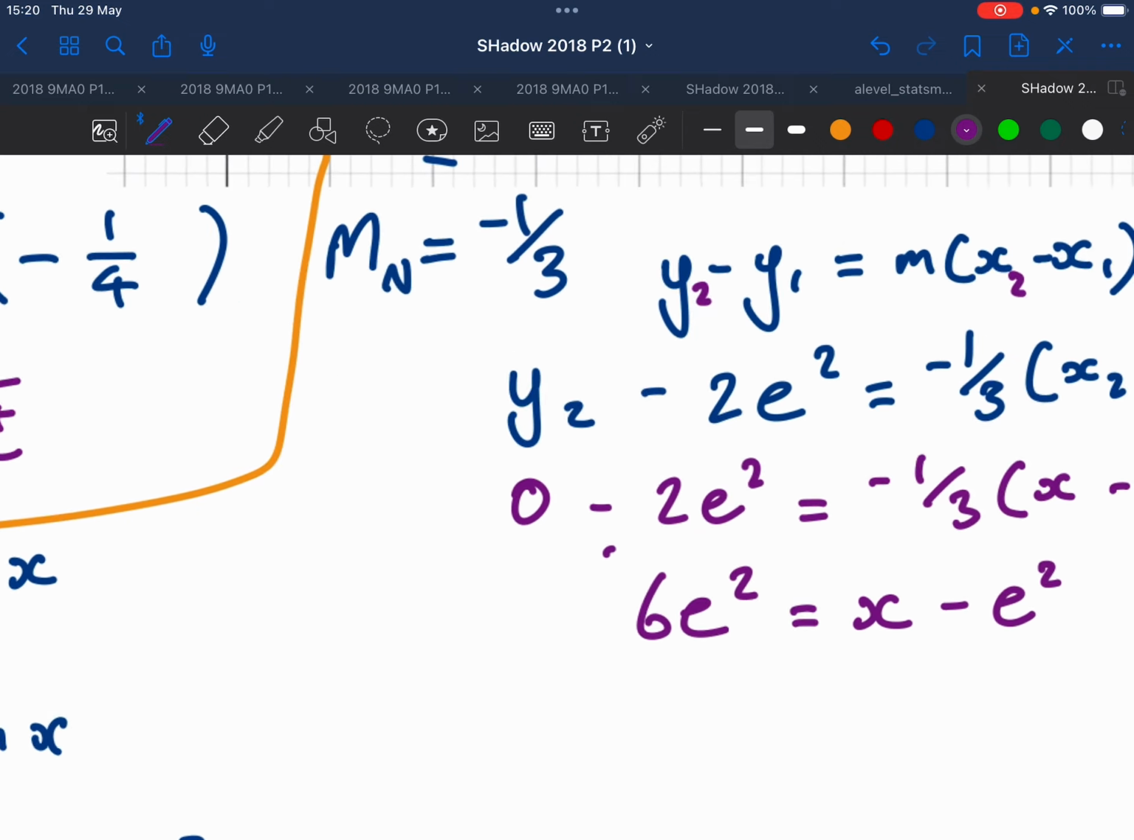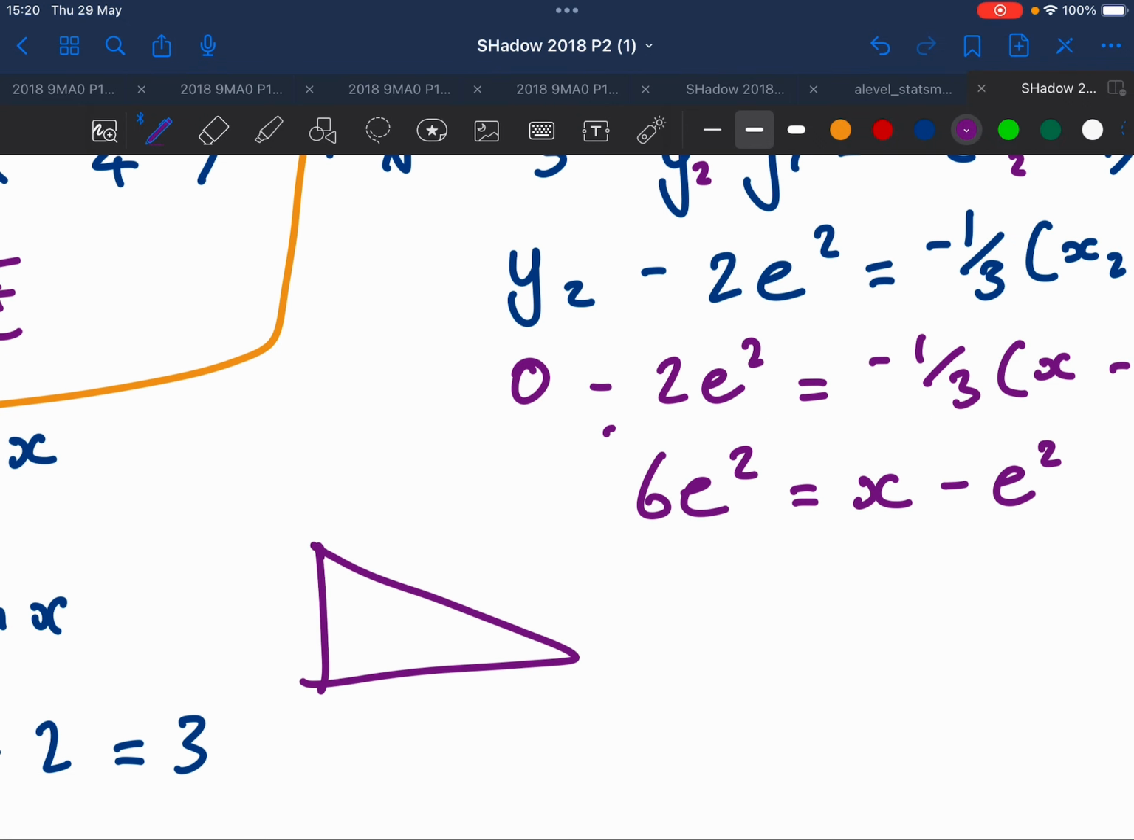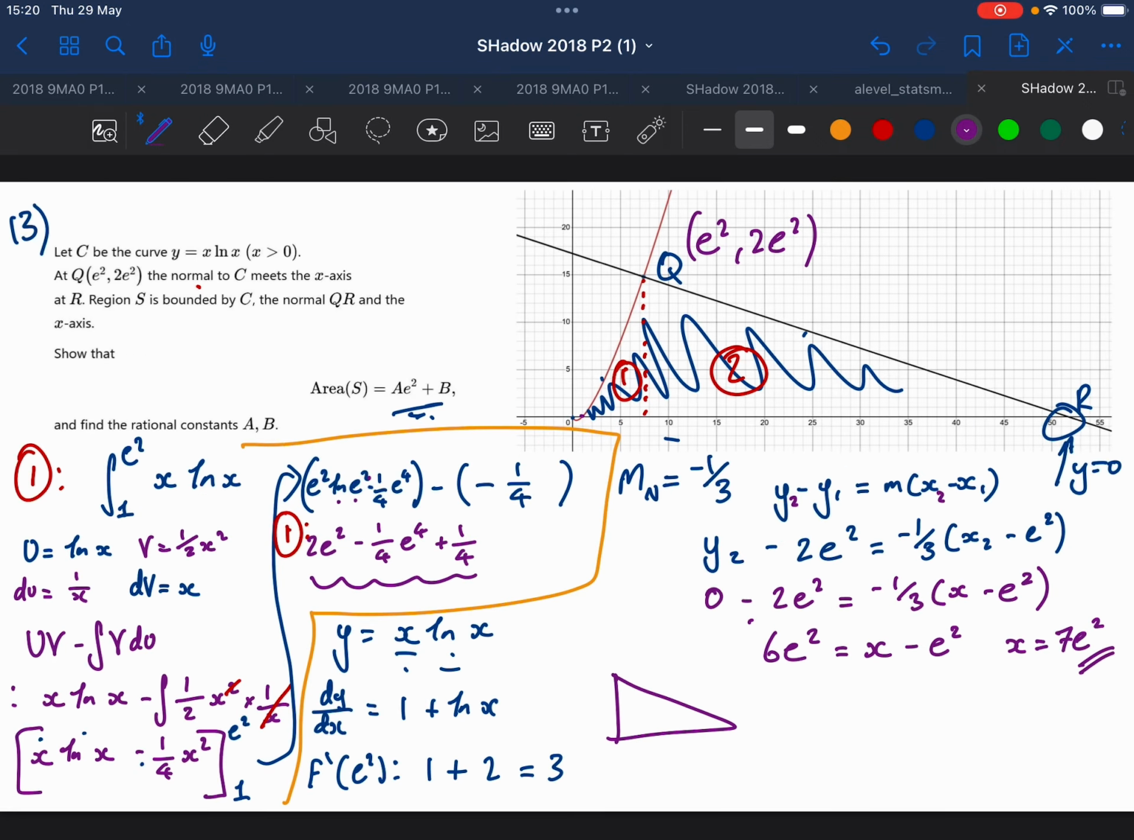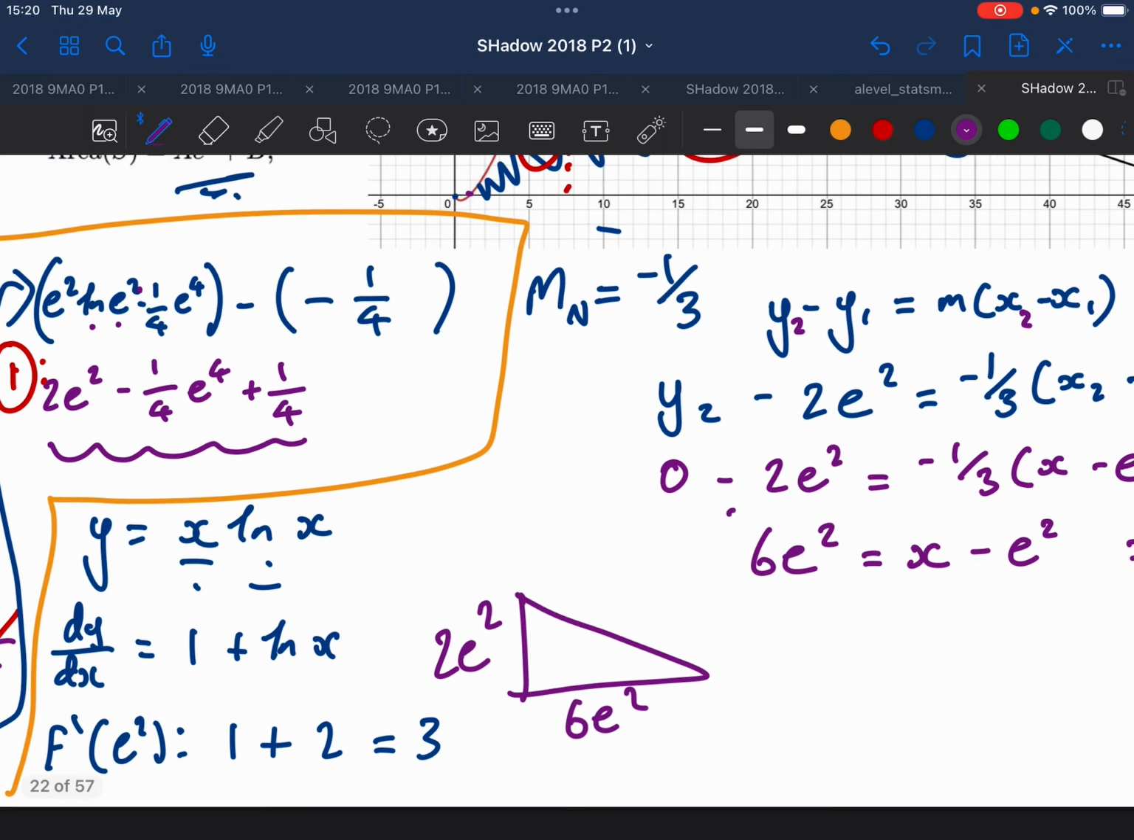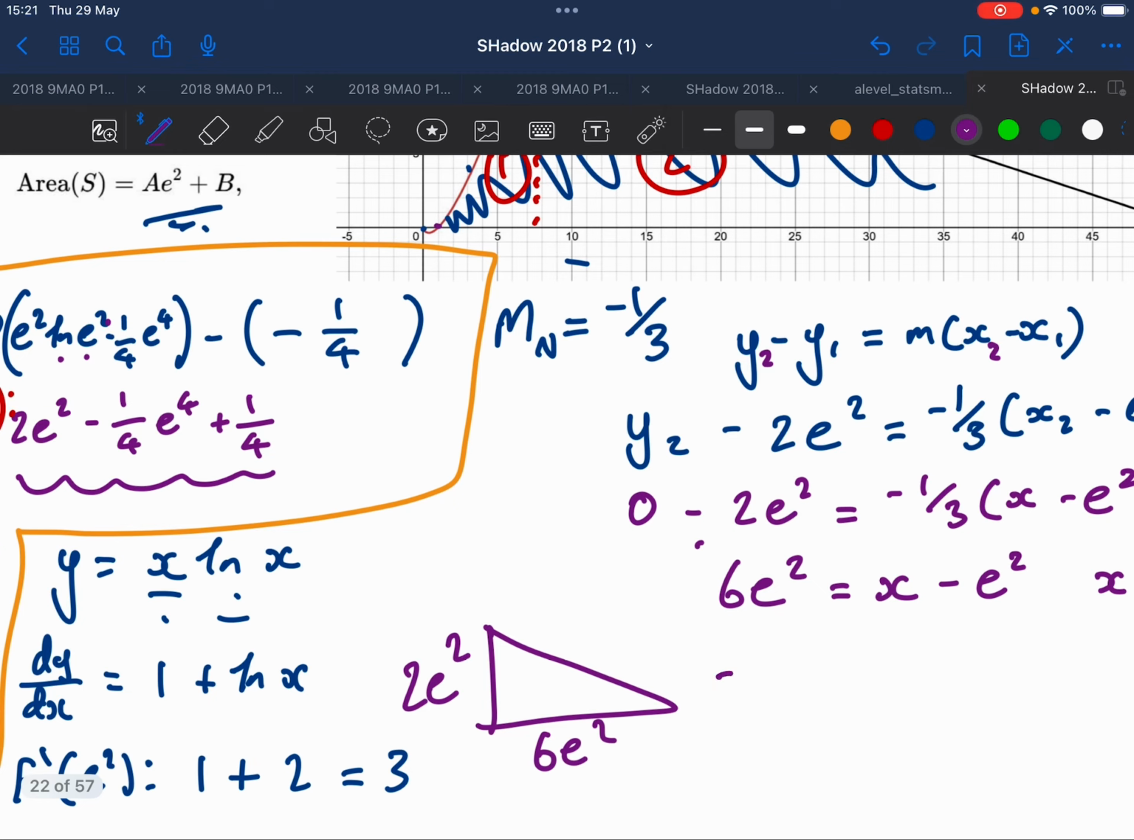Okay, so what are we doing now? Well, let's work out the area of this triangle. So this triangle was 2e squared tall, wasn't it? And it goes from 7e squared to 1e squared, so that's 6e squared. So base times height, so 2e squared times 6e squared times a half. Don't forget the half. People love to forget the half. Is going to give me what? That's 6e to the 4, isn't it?